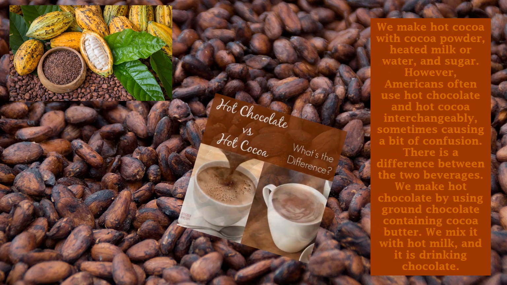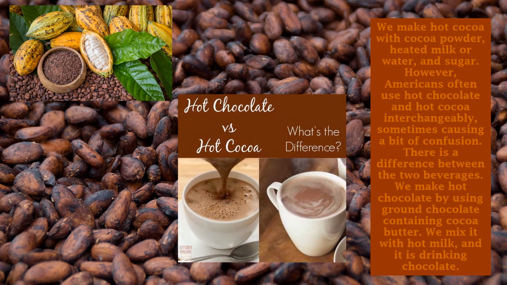We make hot cocoa with cocoa powder, heated milk or water, and sugar. However, Americans often use hot chocolate and hot cocoa interchangeably, sometimes causing a bit of confusion. There is a difference between the two beverages. We make hot chocolate by using ground chocolate containing cocoa butter. We mix it with hot milk, and it is drinking chocolate.